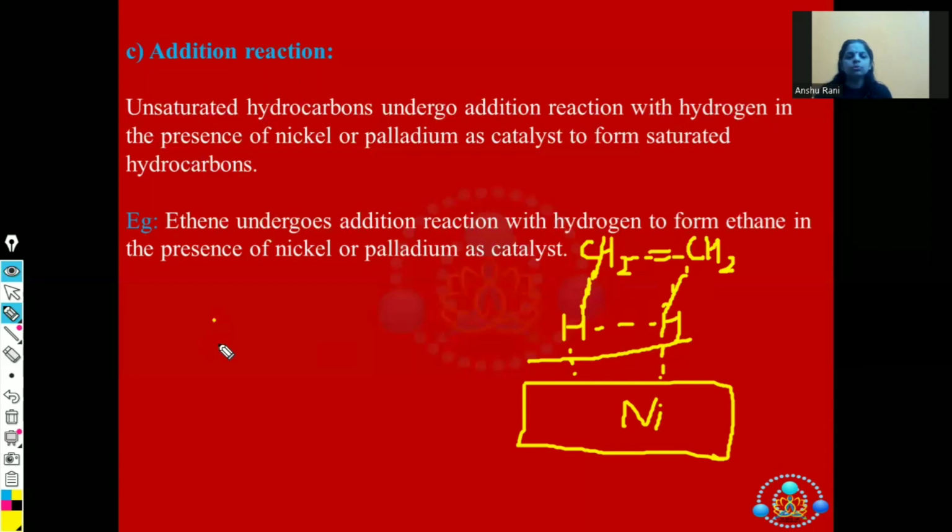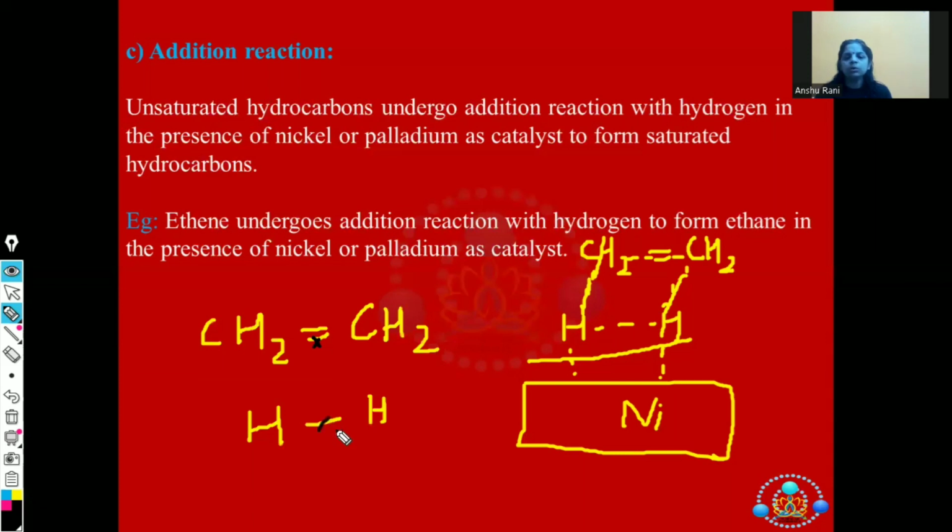So what you are going to do, you are having ethene, you are having hydrogen. We need to break this bond, we need to break this bond. In place of these two bonds, these two new bonds will be formed. So this is CH3, CH3. Your ethene is converted to ethane.